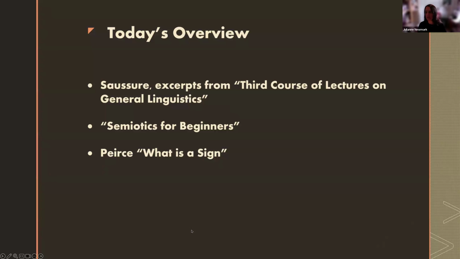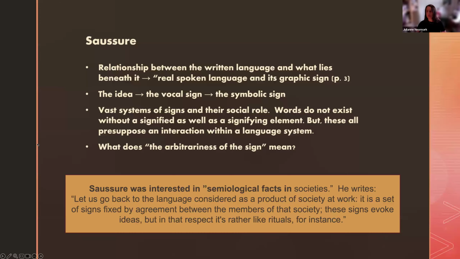So today, this video will include content concerning Saussure, Ferdinand de Saussure. That's how I was taught to say his name as a graduate student. We will be dealing with a few small aspects of his third course of lectures on general linguistics. We're going to look at an article by Chandler called Semiotics for Beginners that helps to disambiguate some of the main themes in Saussure's work, and then Peirce's What is a Sign? Okay, so Saussure.